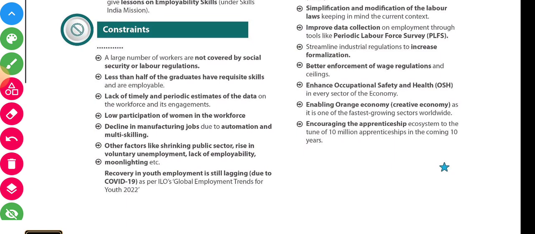And what are the constraints related to employment? A large number of workers are not covered by social security or labor regulations. Next, less than half of the graduates have requisite skills and are employable. Lack of timely and periodic estimates of the data, the workforce and its engagements. Low participation of women in workforce, decline in manufacturing jobs due to automation and multi-skilling.